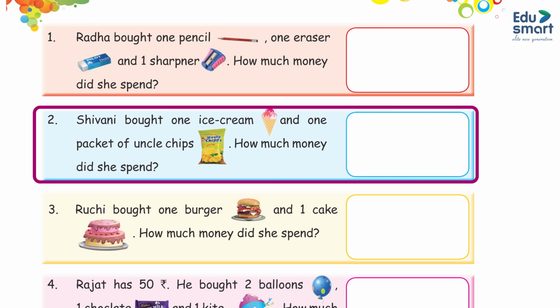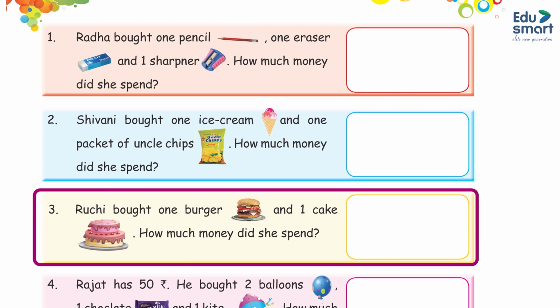2. Shivani bought 1 ice cream and 1 packet of Uncle Chips. How much money did she spend? 3. Ruchi bought 1 burger and 1 cake. How much money did she spend?